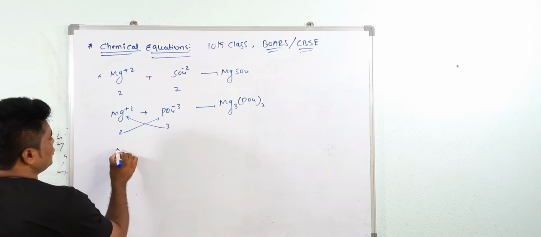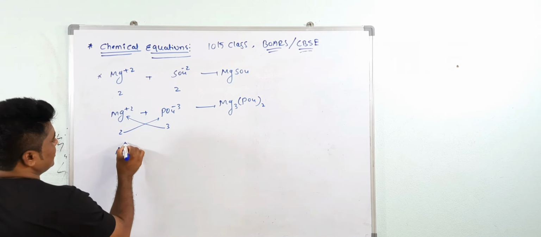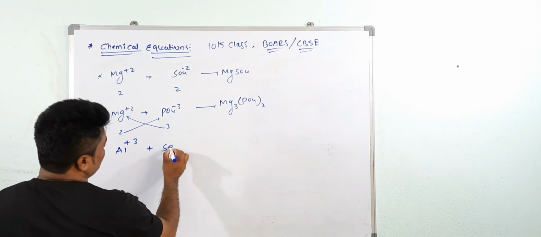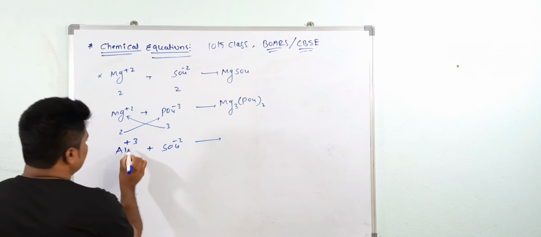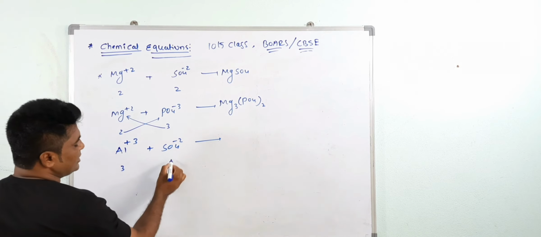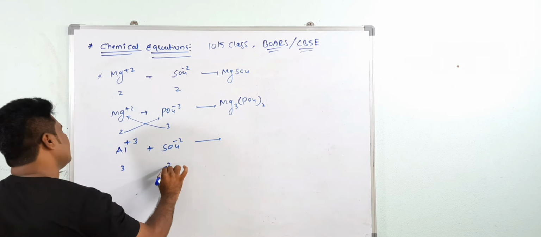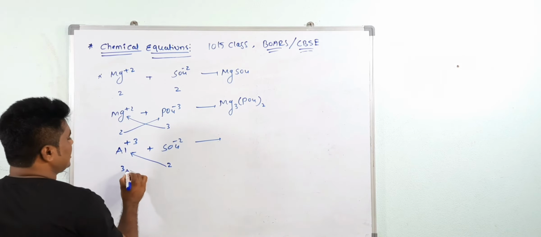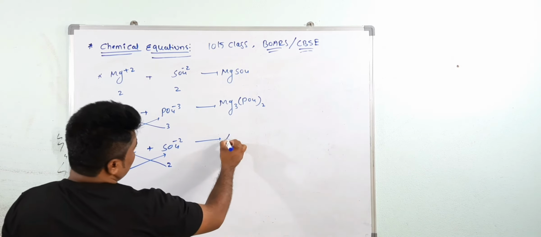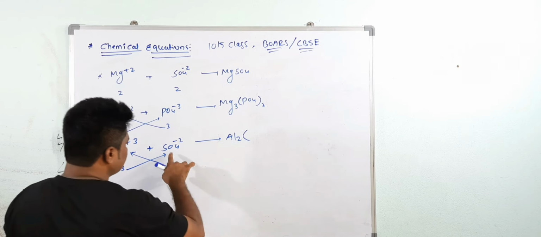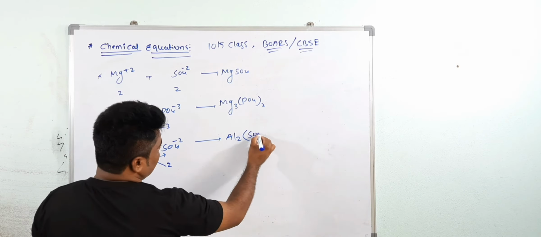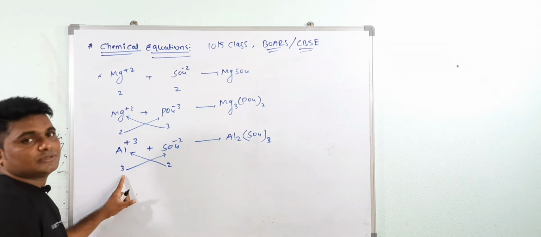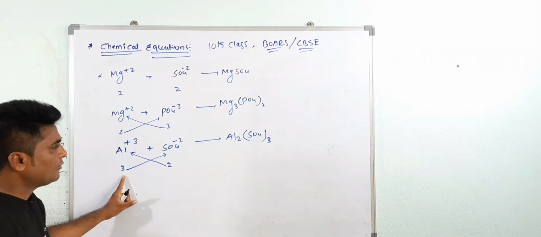For example, if you want to write aluminium sulfate. Aluminium means Al plus 3. Sulfate means SO4 minus 2. So here the valency of aluminium is 3, and the valency of sulfate is 2. The valency of the anion you write under the cation, and the valency of the cation under the anion. So you are getting Al2, then SO4, a group of atoms, in a bracket, with 3. This is called aluminium sulfate. Are you getting my point?